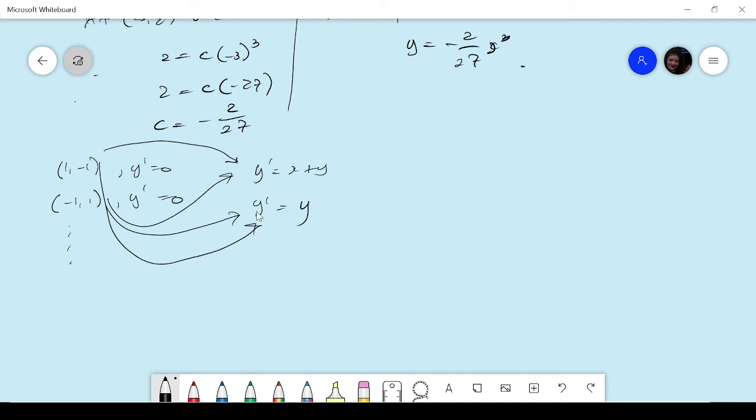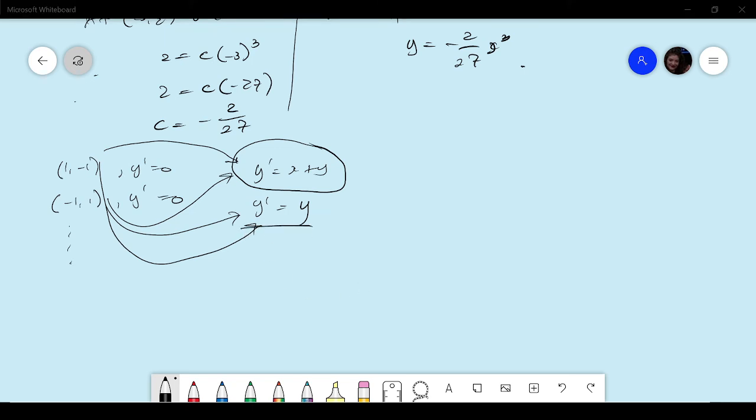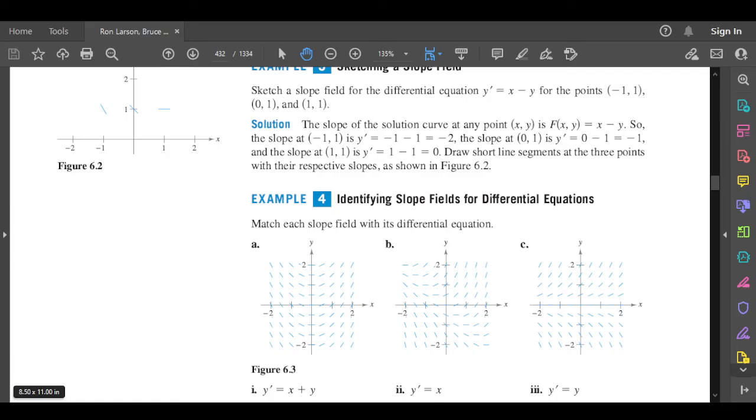So, dili, ang katong slope field is kini ang iyang i-represent nga differential equation, not this one. Okay? So, for letter B, the differential equation is y prime equals x plus y.